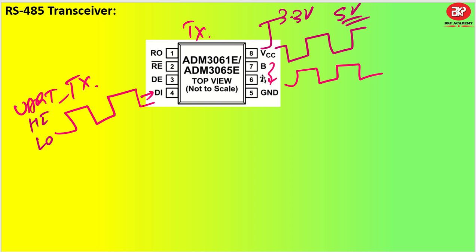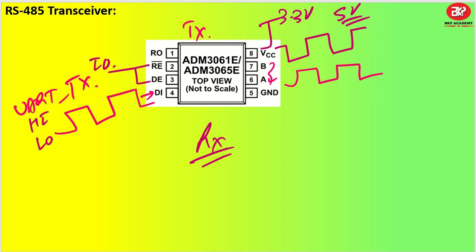And you can see A and B. In the half duplex case, A and B will be acting as driver output as well as driver input in receiving mode. When the receiver is enabled, it will be acting as a receiver. When the driver is enabled, it will be acting as a transmitter. These two, receiver and driver, can be put together by a GPIO pin.